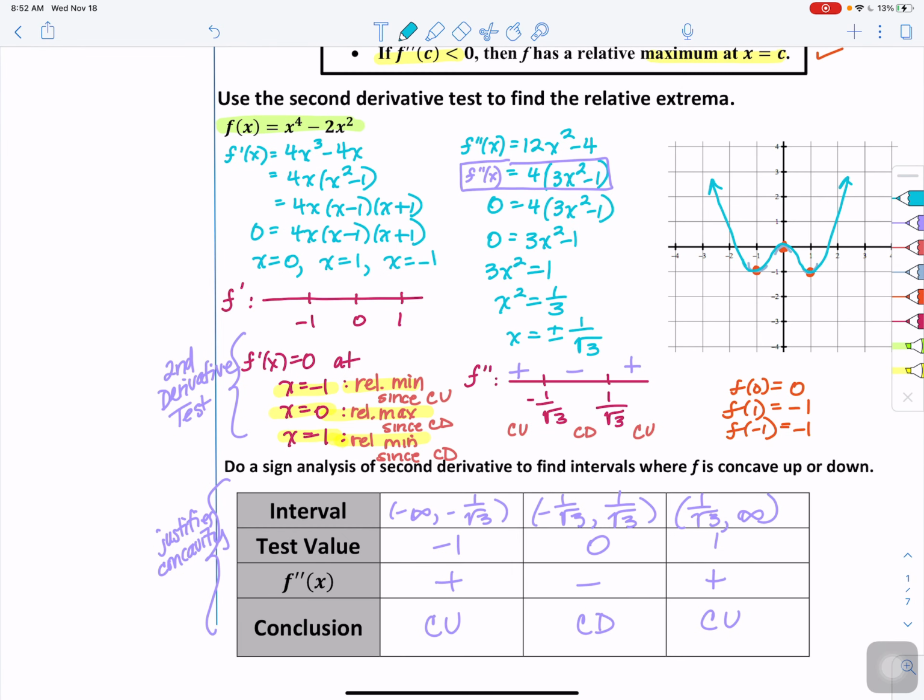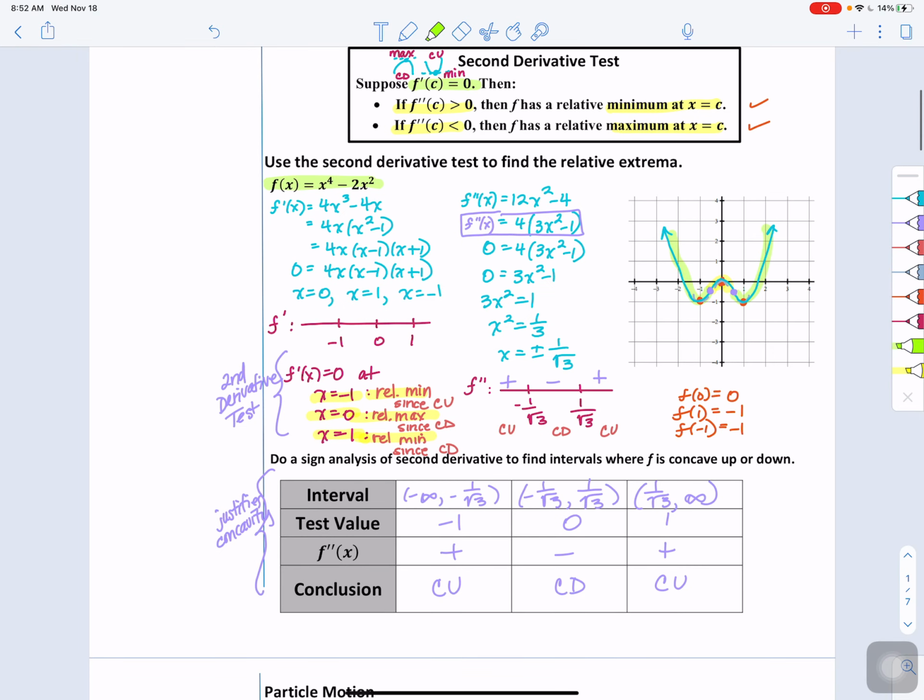And then these changes in concavity, if you really notice, maybe you didn't see where I did that. Let me do it with a little purple. Somewhere around right here and right here is where our concavity changed from down to up. These are concave up. So that's about 1 over root 3 and -1 over root 3.